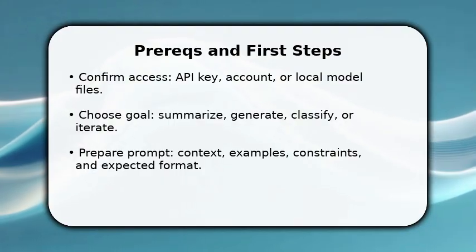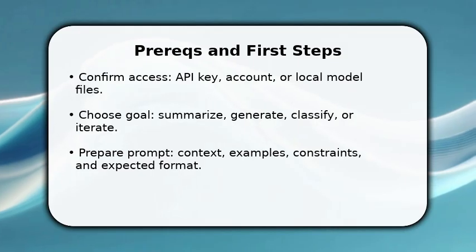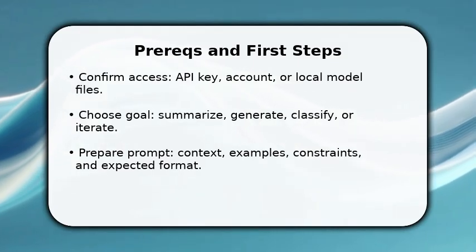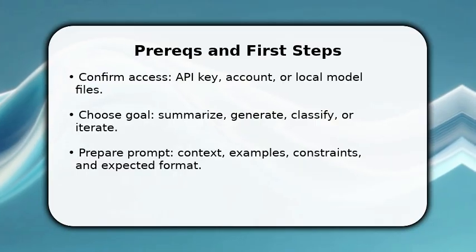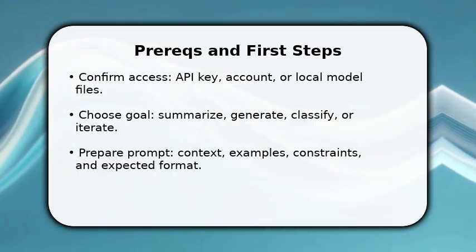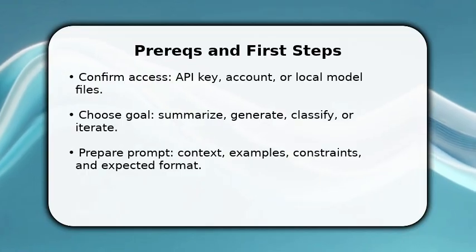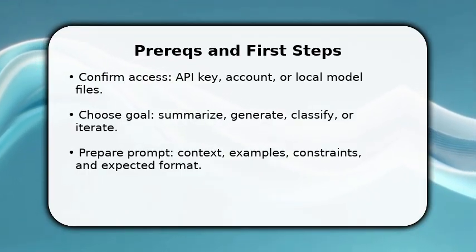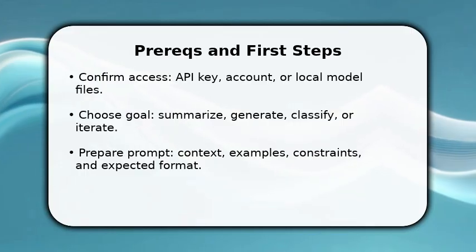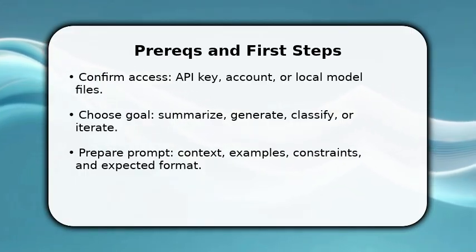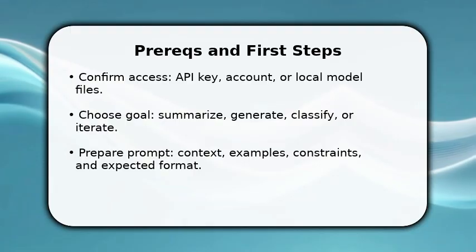You begin by confirming prerequisites, an API key or local model, and a clear goal for the interaction. Once done, pick a specific task like summarization, content generation, or classification so you can tailor prompts. Make sure to prepare a prompt with essential context, 3 examples, and explicit constraints on length or format.